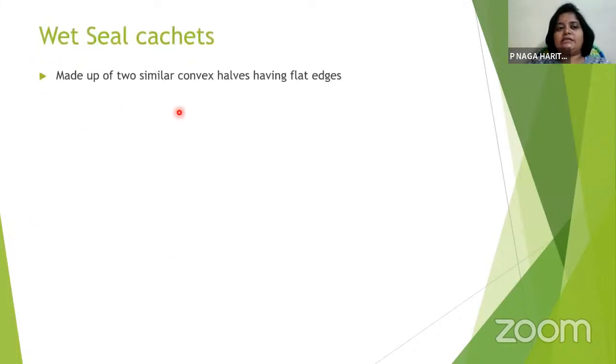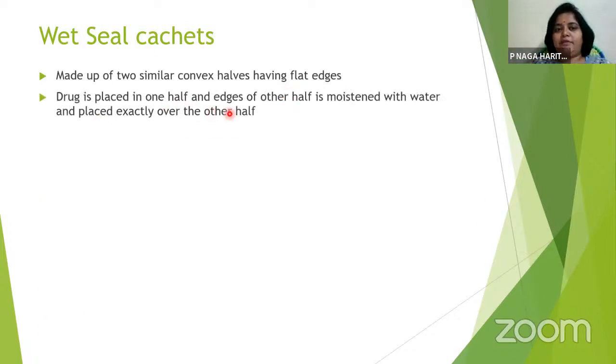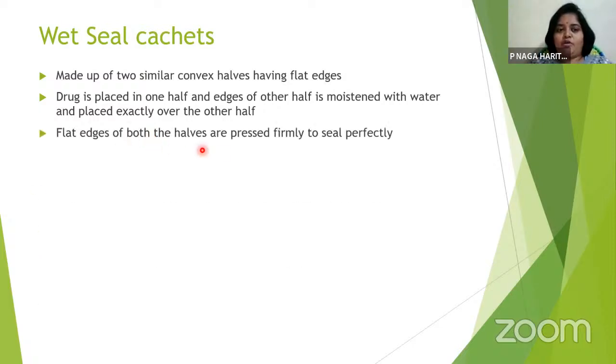The wet seal cachets are made up of two similar convex halves having flat edges. Think that this is one half and this is another half. They will be having flat edges, these are the flat edges that are present here. The drug is placed in one half and the edges of the other half are moistened with water and placed exactly over the other half. So in this half I have placed the drug, and the other half I'm enclosing after putting the water. So between these two halves, your drug is present. Whenever you want to take the drug, dip this complete thing and then you can swallow. The flat edges of both halves are firmly pressed to seal it perfectly.